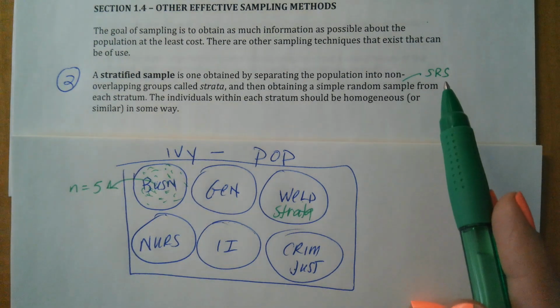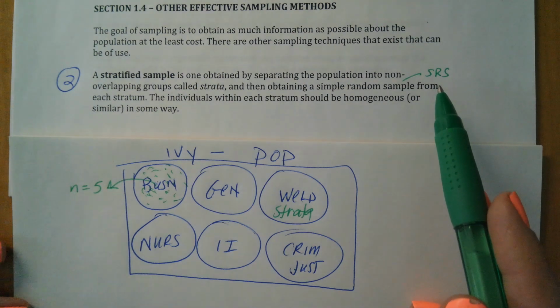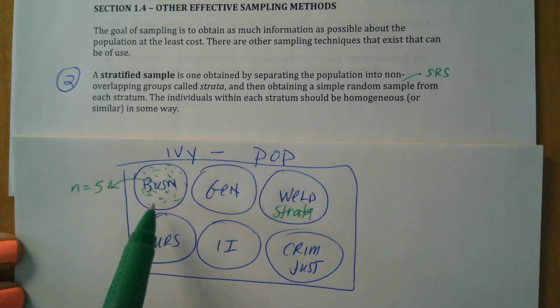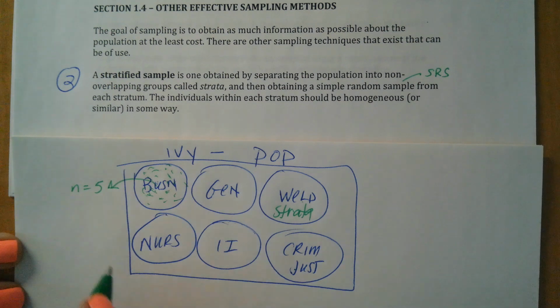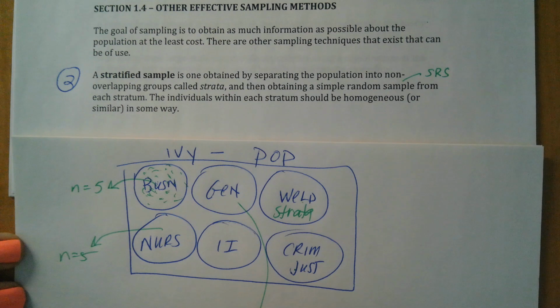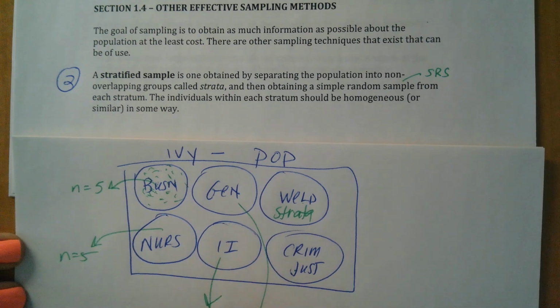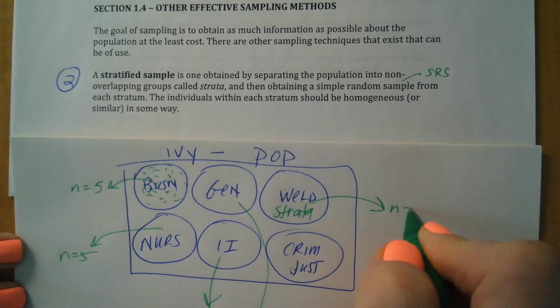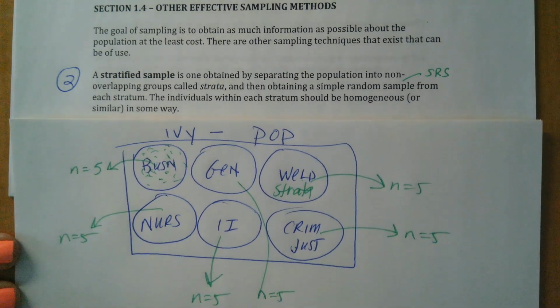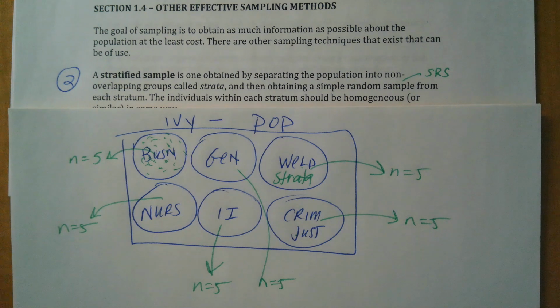Maybe we use table 1 from the back of the book, maybe we use my calculator for random sampling, or we use a computer generated number generator. But we simply randomly select 5 people from this stratum, 5 people from this stratum, 5 from this stratum, 5 from here, 5 from here, and 5 from here. So I'll end up with 30 total in my sample. But I selected 5 from each individual group.